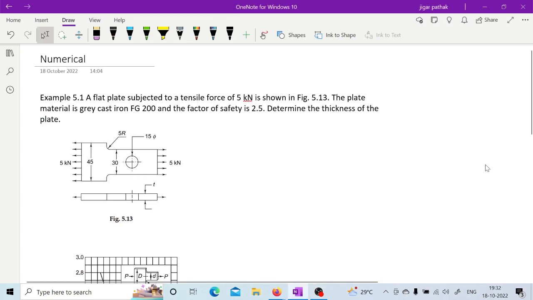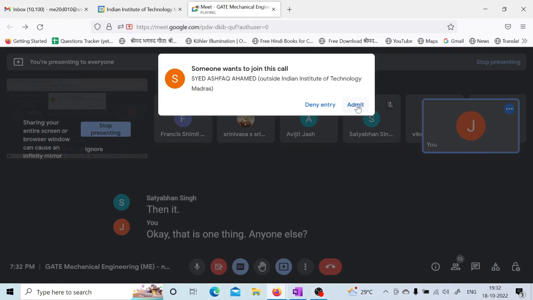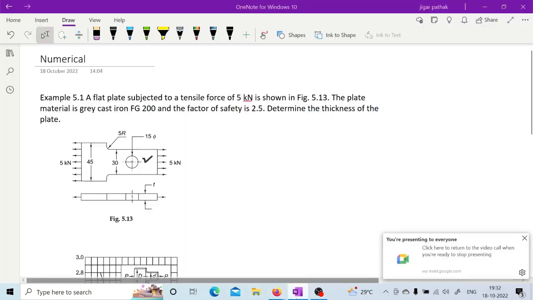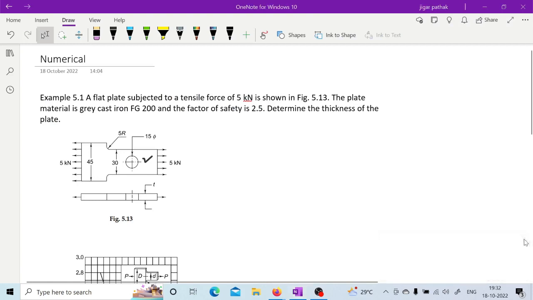Sir, at the drilled hole we will find out the nominal stress, and by the value of the stress concentration factor, the actual stress can be formulated. Okay, that is one thing. Anyone else? See, you will consider stress concentration at the hole, right? And at any other place are you going to consider the stress concentration?